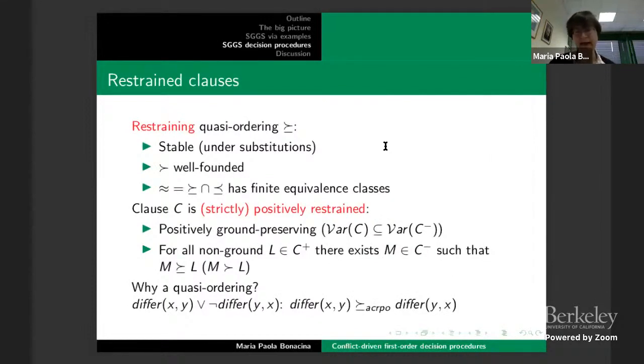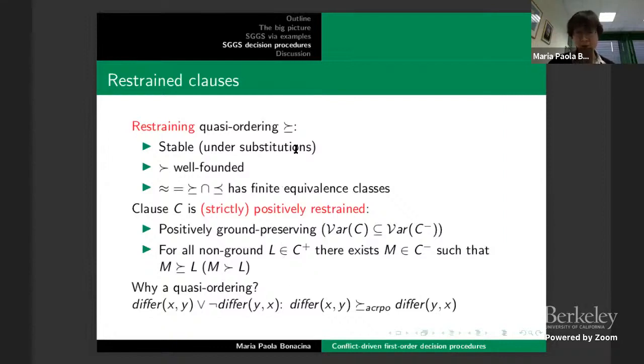So we can generalize this concept by introducing a quasi-ordering that we call restraining quasi-ordering that has nice properties. It is stable under substitution. The strict ordering is well-founded. And the equivalence relation has finite equivalence classes. And then we say that a set of clauses is positively restrained if it is positively ground preserving, and for all non-ground positive literals, there is a negative literal that is larger.